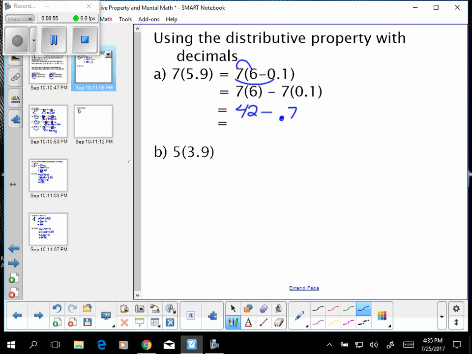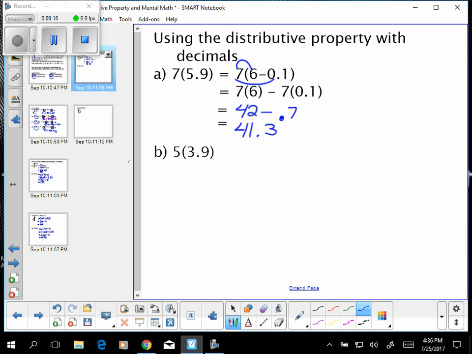Now this is where I know for some of you it's going to be hard to think about working with decimals. Try to imagine it as money. If you had $42 and you paid for something with 70 cents, how much money would you have left? You would have $41.30 left, which is 41.3.